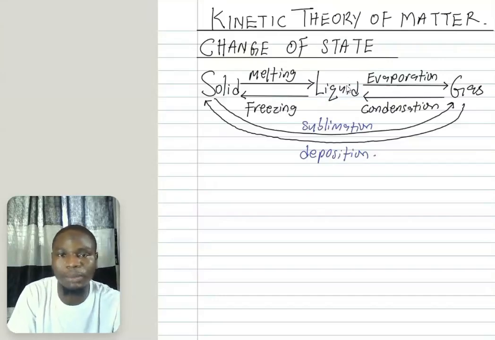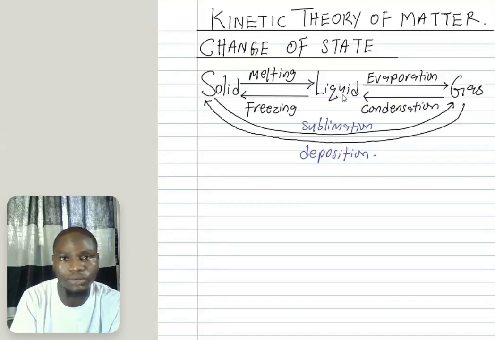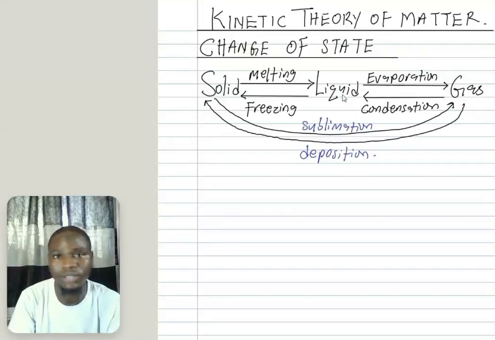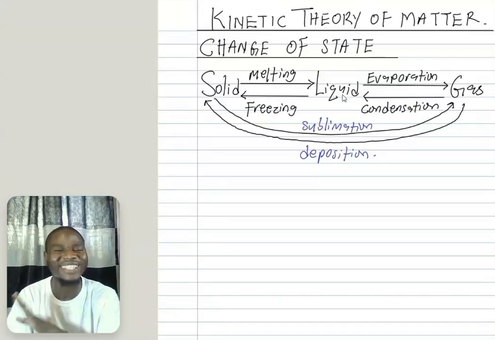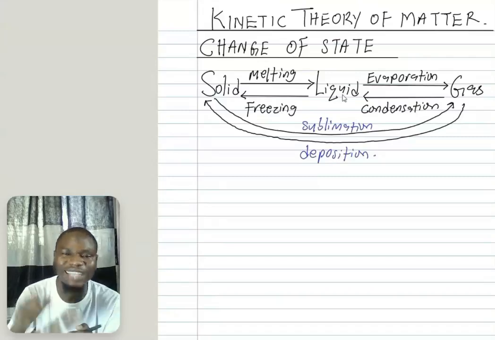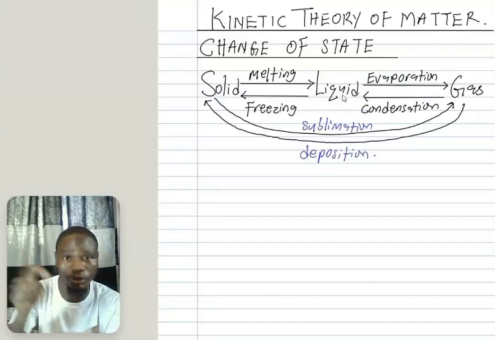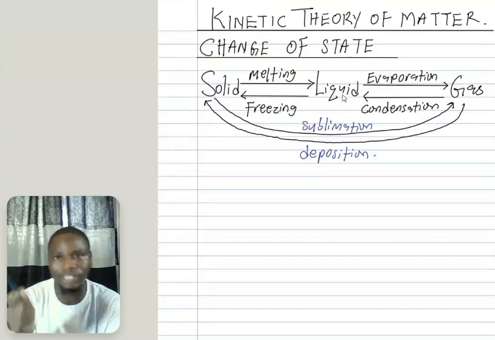Remember, when you continue heating up liquid, it will get to a point whereby vapor will start building up. Are you there? That is, gases will start building up, and they'll start escaping. Altogether, that is what we call evaporation. Evaporation doesn't have any specific temperature at which it occurs. Evaporation can occur at any temperature, but the one that has a particular temperature at which it occurs is what we call boiling. But we'll get there later.